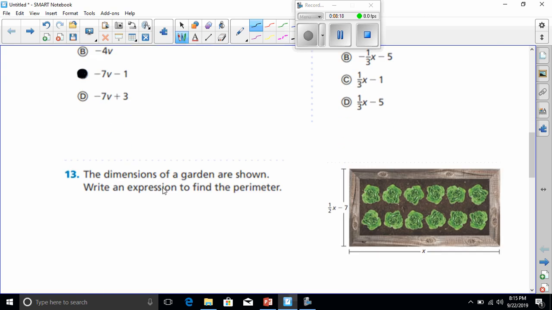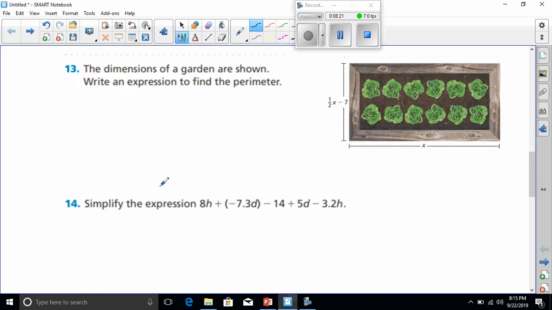All right, let's go to number 13. The dimensions of a garden are shown. Write an expression to find the perimeter. Well, the perimeter, as I remember, is the distance around an object. So that means if this is 1/2 x minus 7, this has to be 1/2 x minus 7. And if this is x, then that means this is x.